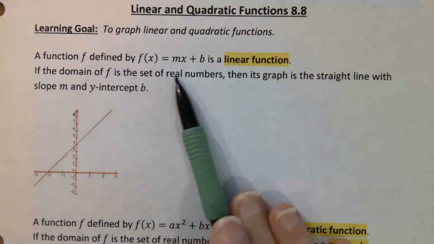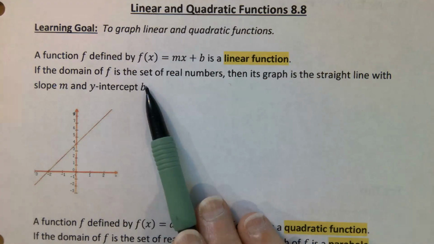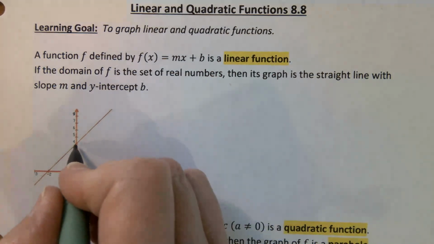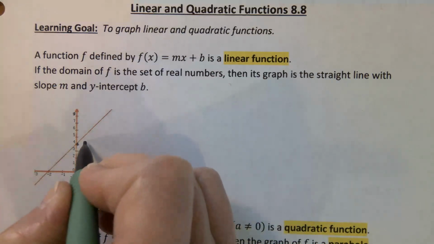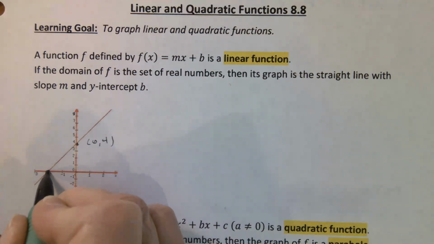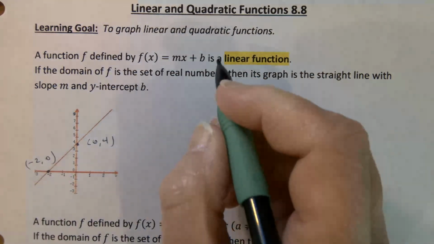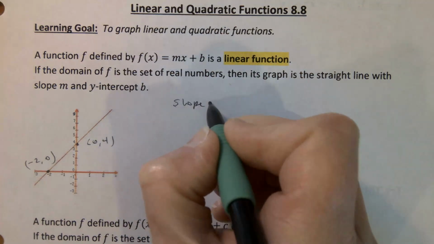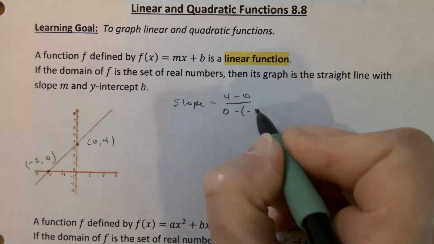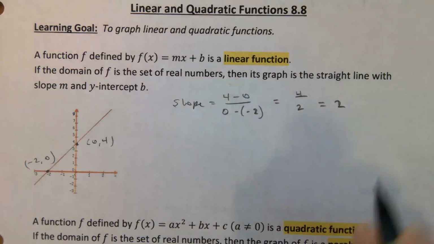If the domain of f is a set of real numbers, then its graph is a straight line with slope m and y-intercept b. Okay, so here's an example of a line. If I look at this, here's my y-intercept. So my y-intercept is at (0, 4). And here is my x-intercept, which is (-2, 0). From that, I can find my slope. So the slope is 4 minus 0 over 0 minus -2, which is 4 over 2, which is 2. So there's my slope.